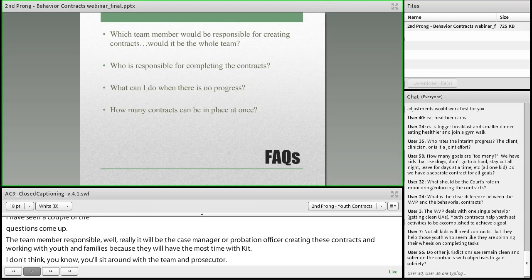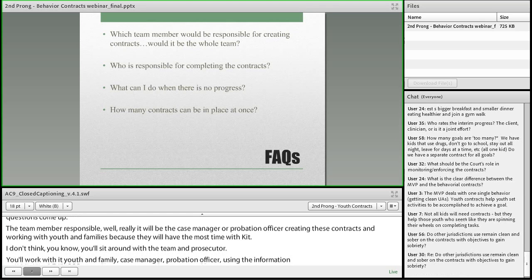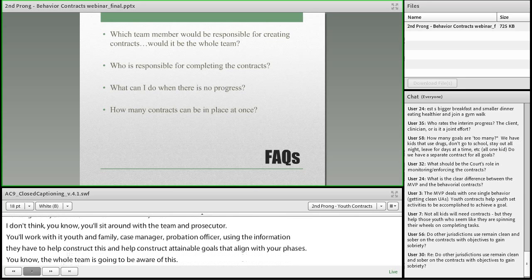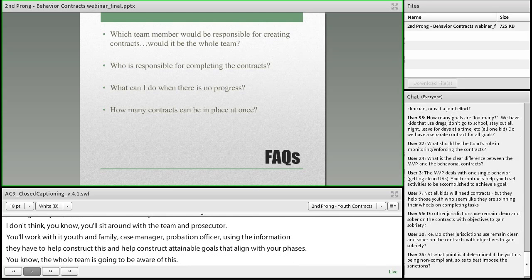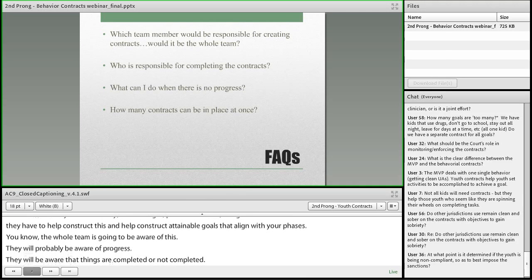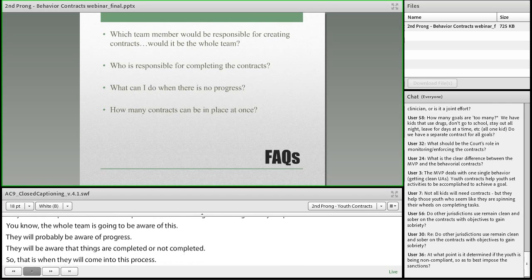The whole team is going to be aware of this. They're probably going to be aware of progress. They're going to be aware that things are completed or not completed. So that's when they'll come in to this process. But that's really where we see that role coming in. It aligns with a case manager or a probation officer because they're going to be doing most of the work with the kid.